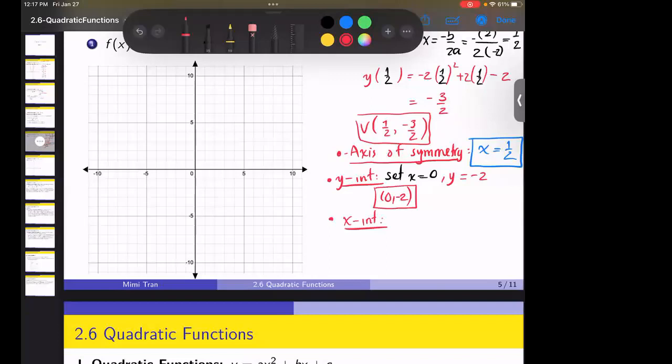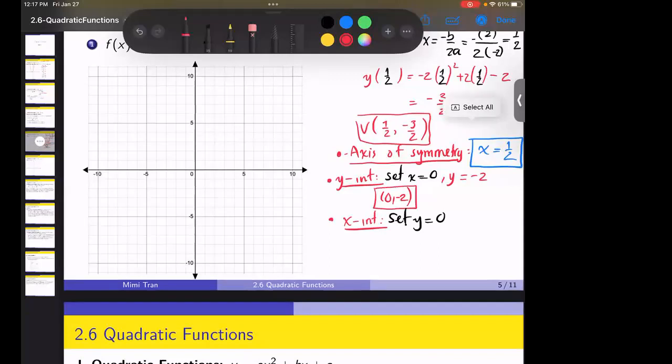Let's find the intercept. You set y equals 0 and then solve. This one is a bit more involved. So that means negative 2x squared plus 2x minus 2 equals 0. Can I clean that up a little bit? Divide everybody by negative 2. You don't have to.